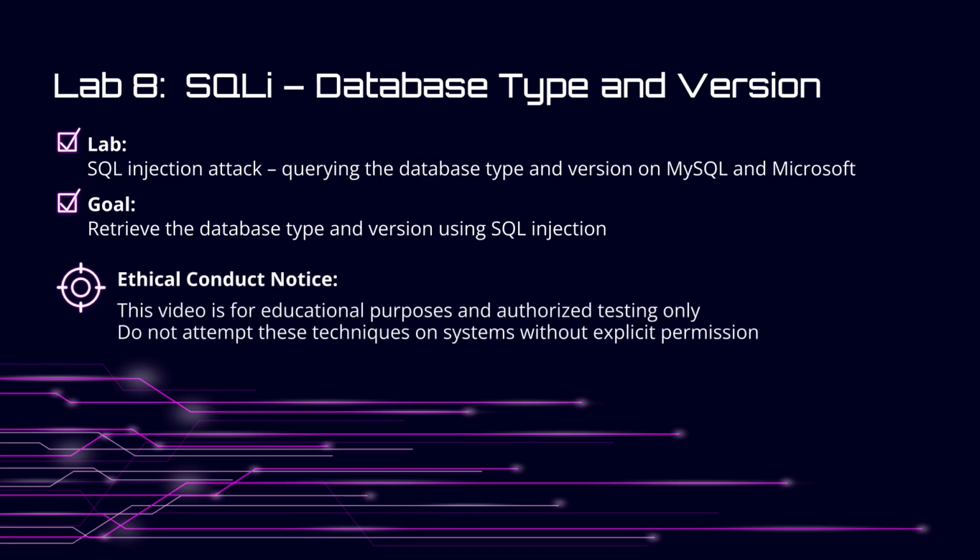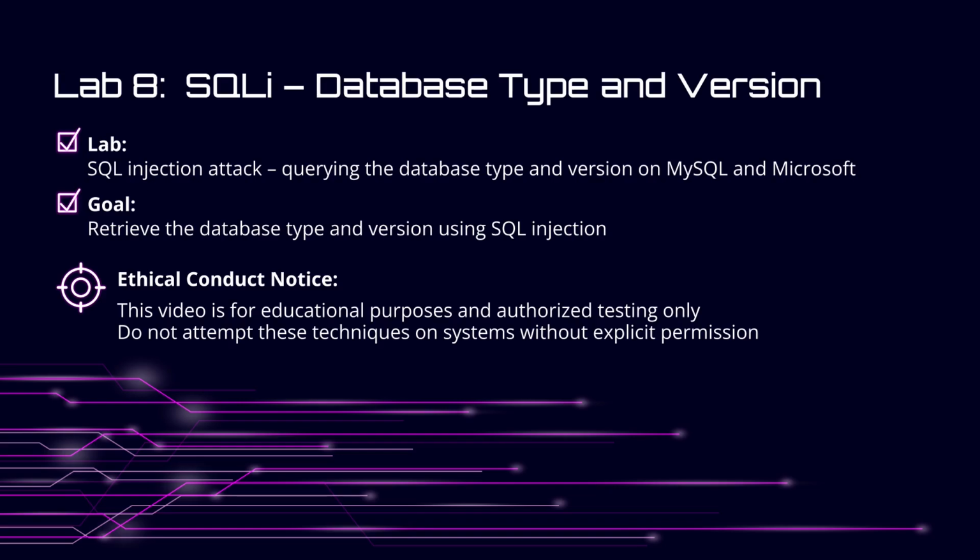Security Academy. In this video, we'll solve the lab called SQL Injection Attack, querying the database type and version on MySQL and Microsoft. The goal of this lab is to exploit a SQL injection vulnerability in order to retrieve information about the backend database. More specifically, we want to identify the database type and its version. This is an important step during SQL injection testing because different databases support different SQL syntax and functions. Once we know which database is being used, we can craft payloads that are specific to that system.